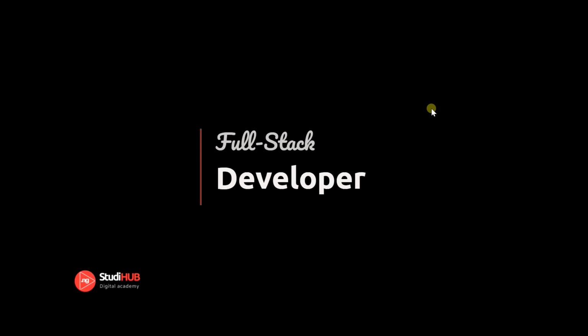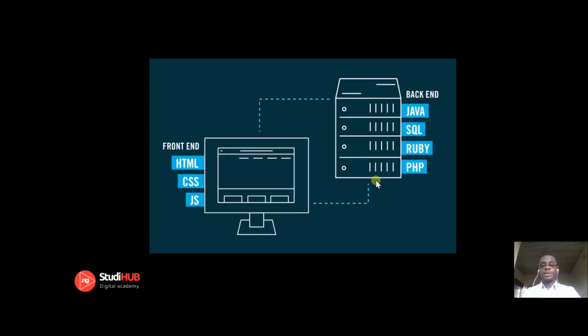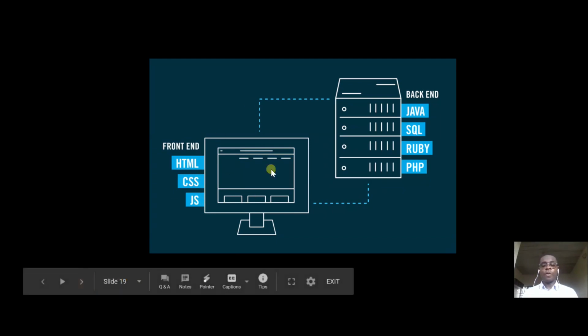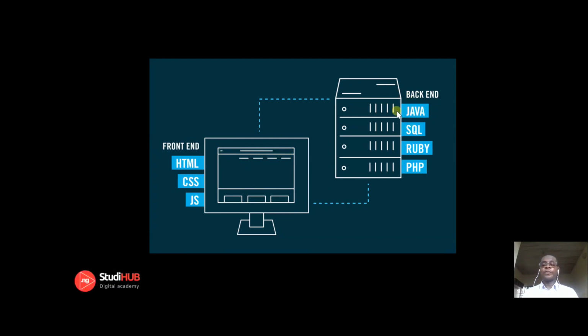A full stack developer is someone who has an overlap of the skills of a front end developer and a back end developer. That's who a full stack developer is. Now, it's something like this. He has skills in HTML, CSS, JavaScript, and most front end technologies. And he also has knowledge of back end technologies such as Java, SQL, Ruby, PHP, and so many others. So he has an overlap of these two skill sets.